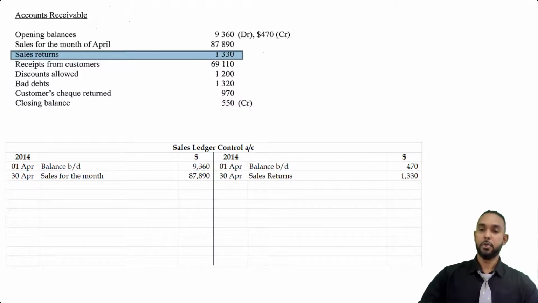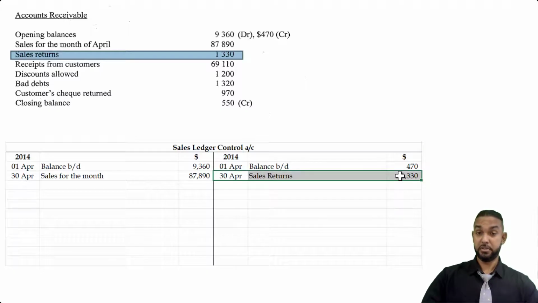Why? Because when debtors send back goods, they return goods to us, they no longer have to pay for them. Hence, they are reducing the amount they owe us, which is a decrease in our asset. So to record a decrease in an asset, you have to credit the asset account.